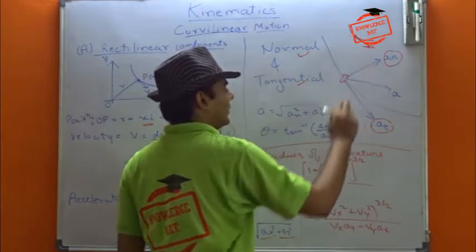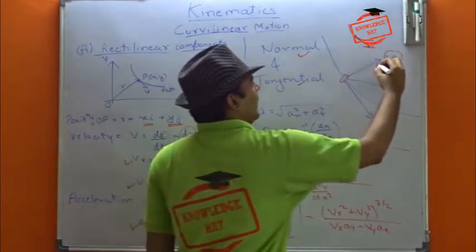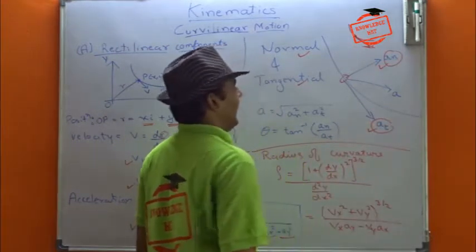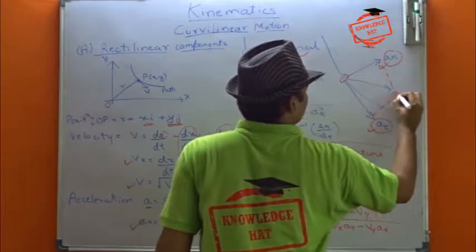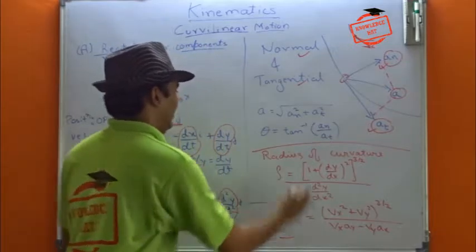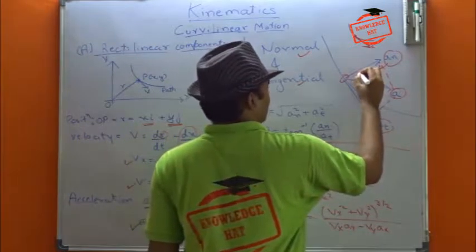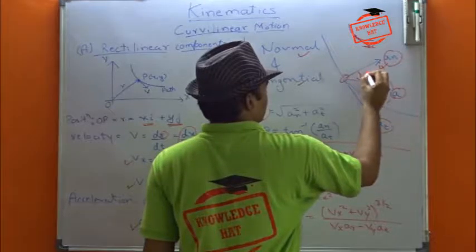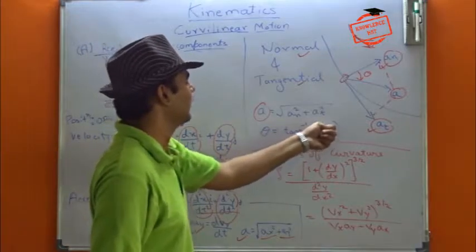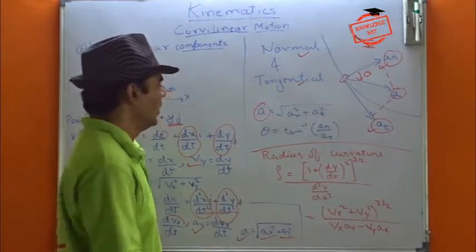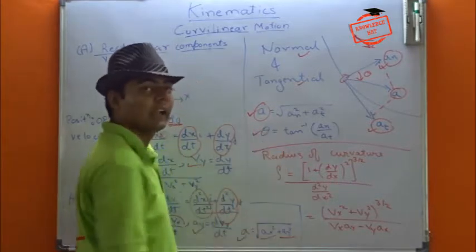So at a point there are two accelerations acting, an and at, and the resultant of these accelerations is given by a, where a is the resultant acceleration. This is an angle formed, theta, and theta is given by tan inverse of an by at. So we get the resultant acceleration and the angle made by the resultant.